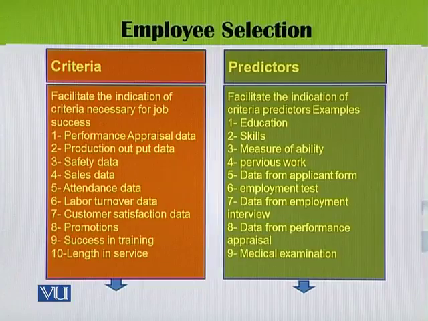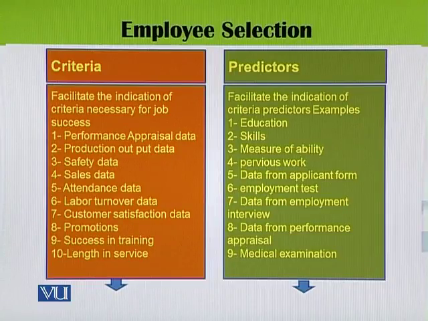And those predictors include knowledge, skill, measures of ability, previous work, data from the applicant, data from the employment interview, data from performance appraisal, and the medical examination. So these predictors would actually predict the criteria. If you are not highly qualified, if you don't have particular skills, obviously there are chances that your production data would be low, would be poor. Your sales target would not be achieved. Your attendance data would be very bad. Your turnover data would be high. Your customer satisfaction data would be poor. So all these predictors would actually predict the criteria necessary for job success.